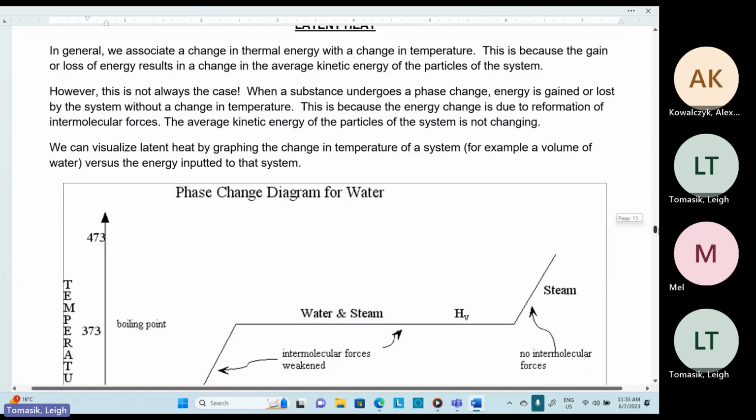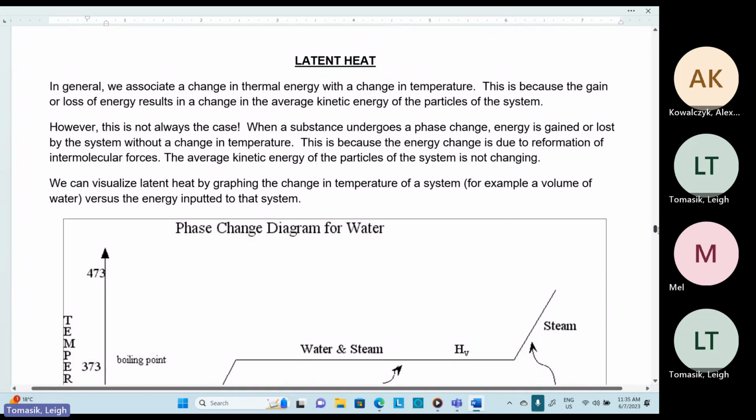Now we get to latent heat. This is the last little bit for today. In general, we associate a change in thermal energy with a change in temperature, right? The higher the temperature, the more energy is in our system or our chemicals. And this is because the gain or loss of energy results in a change of the average kinetic energy of the particles of a system.